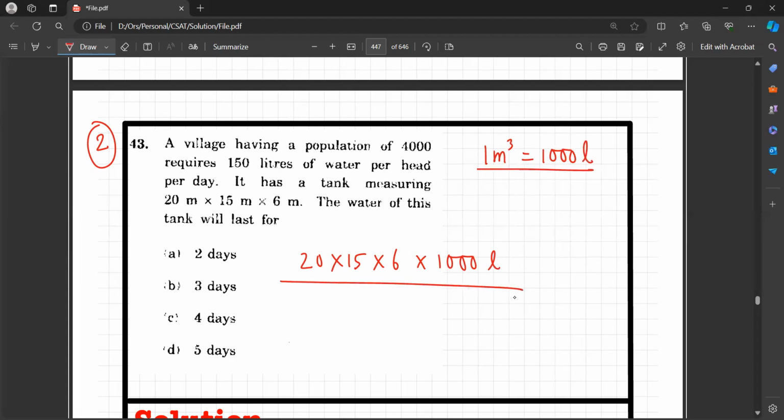Whole divided by, the liter is getting cancelled, 4000 into 150. This much water, this many people, per day consumption. Got it? Per day consumption is the denominator, the numerator is the total water available. Now let us calculate. This becomes 4. Now this becomes 5. This gets cancelled to give you 10. 30 by 10, the answer will be 3 days. Clear? Done with question number 2. Let us proceed to question number 3.